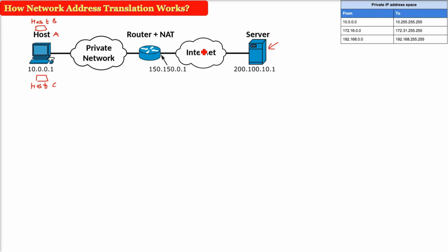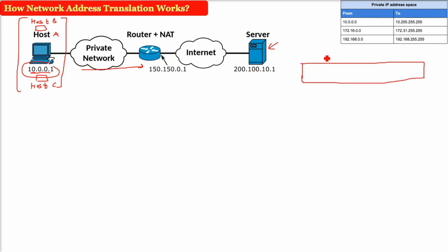So how will the connectivity take place? The source is 10.0.0.1, which is an IPv4 address, which is a private address. And the destination is 200.100.10.1. But private is not known at public, and public is not known at private. So when it is passing, it will reach the router where network address translation will take place. So how will the packet be formed? This will be the source IP and destination IP. What is the source IP? In the initial, first stage, the source will be 10.0.0.1, no problem with that.